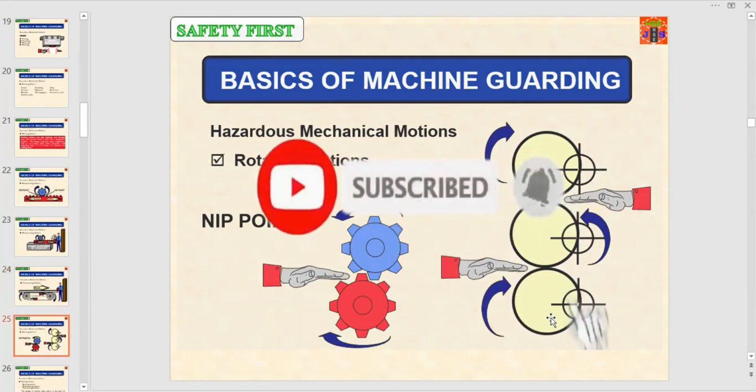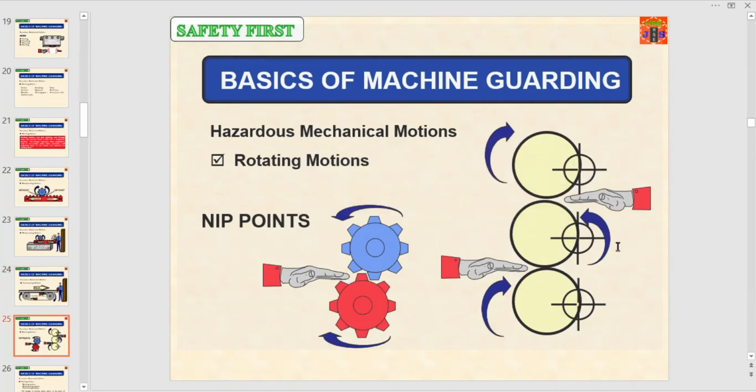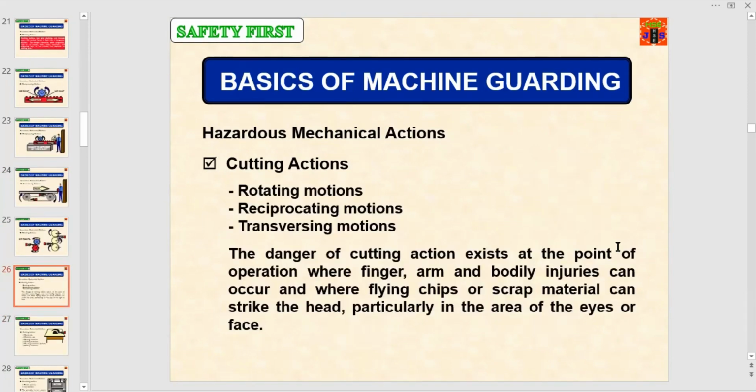Have a look at rotating motions. Nip points. These points are indicated by blue arrows. Here are the nip points. They may cause cutting of clothing or crushing of fingers or hands. Let us discuss hazardous mechanical actions. First, cutting actions, rotating motions, reciprocating motions, and transversing motions.